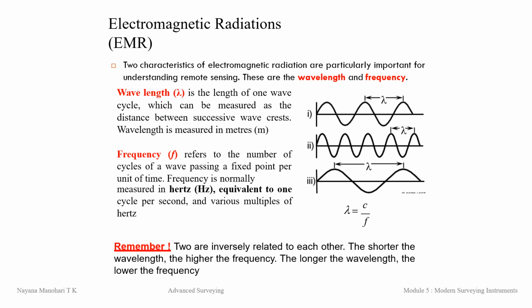Electromagnetic radiation is the electromagnetic energy emitted or reflected from ground features and transmitted to the sensing instrument in the form of waves. You can observe in this figure. The remote sensing of land surface features is based on detection of electromagnetic radiation.